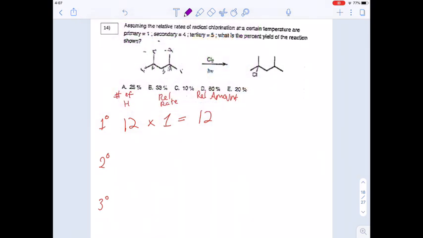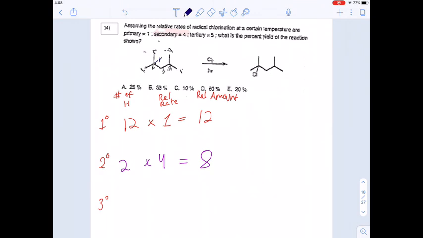So now we can look for secondary H's. I'm going to erase. I'll do number of H. So I'll do secondary in purple. So we're just going to look at where the secondary hydrogens are. And the only places where we have a secondary hydrogen are here, and there's 2 of them. So 2 secondary hydrogens times the relative rate of a secondary, which is 4. So 2 times 4 equals 8. So that means the relative amount of secondary hydrogens is 8.